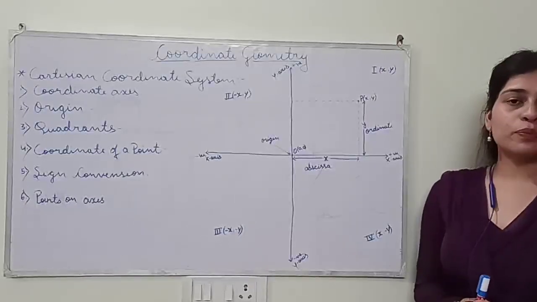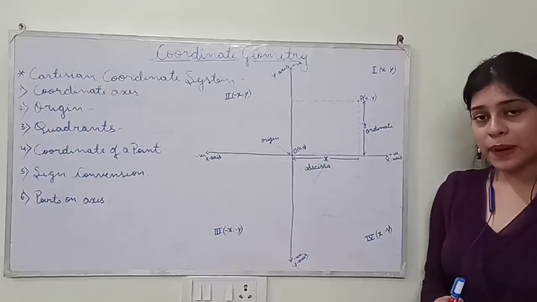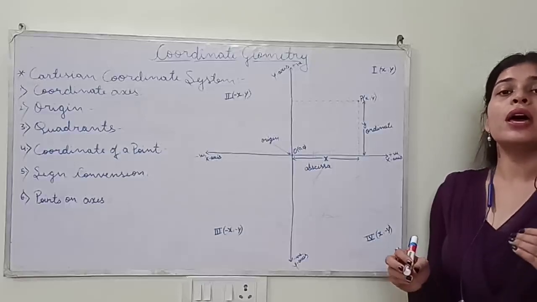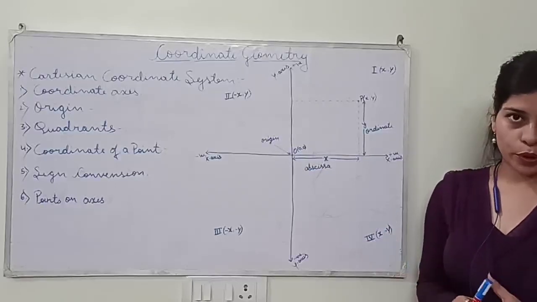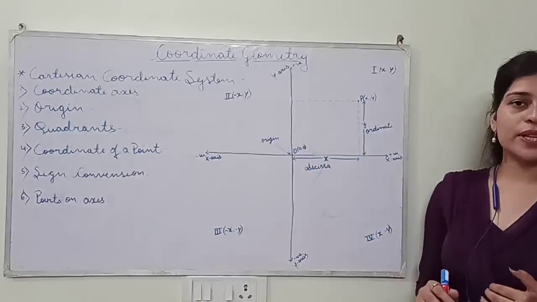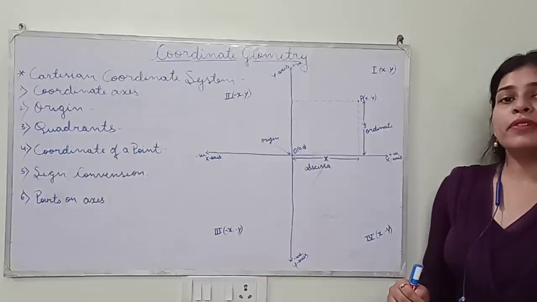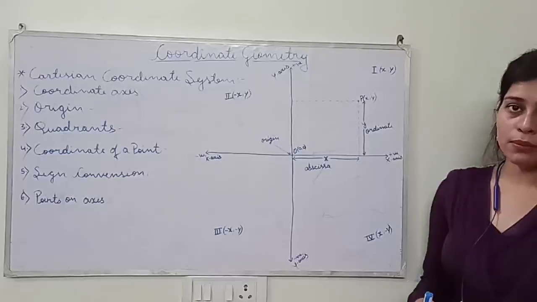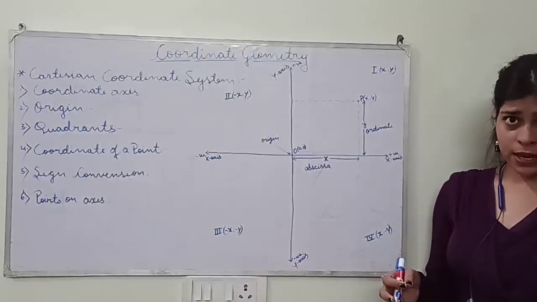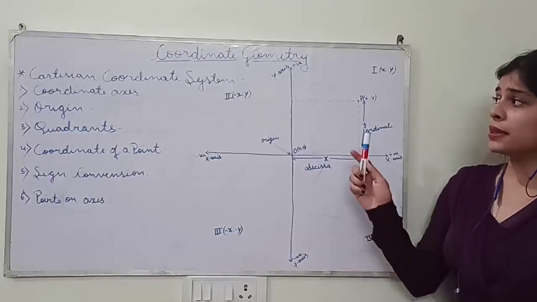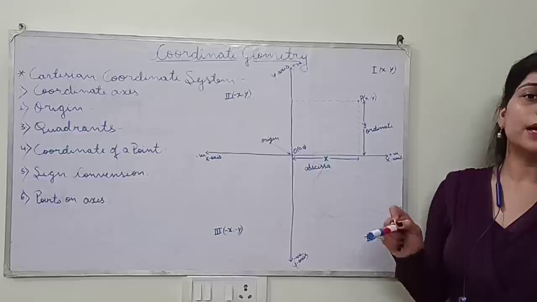Coordinate geometry helps us to explain the exact location or position of any point with respect to some other point. In simple words, coordinate geometry helps us to get the location or position of any point with respect to other places or other points. Or you can understand it as the logic or concept which is behind navigation technology.